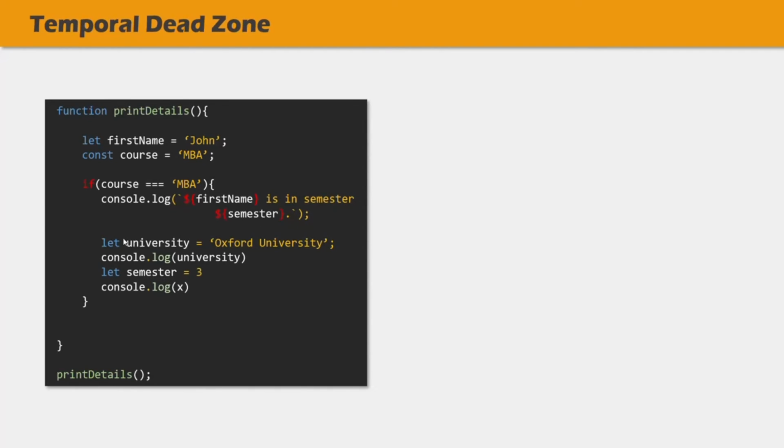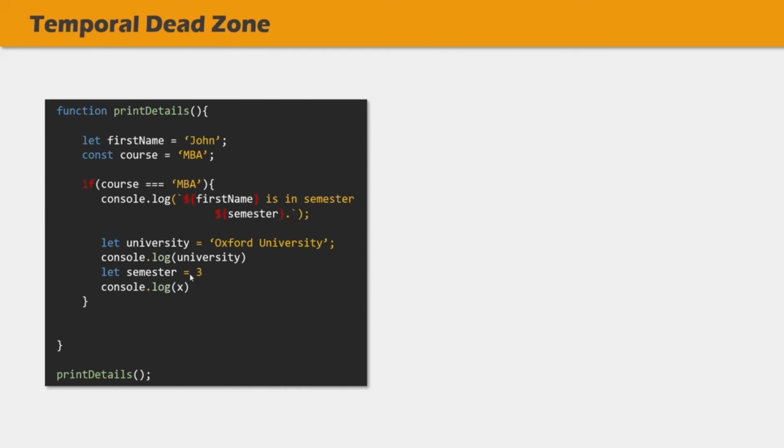Now, the temporal dead zone, as I said, is the area between the scope and the place where the variable is declared. So for this semester variable, what is the scope? It is the code block of this if statement. So this semester variable can only be accessed and used inside this code block. If we try to use it outside of this if block, we will not be able to access it. So for this semester variable, the scope is the code block of this if statement.